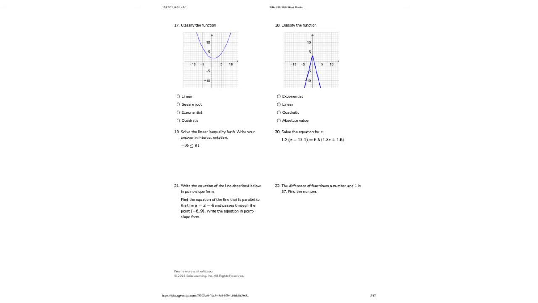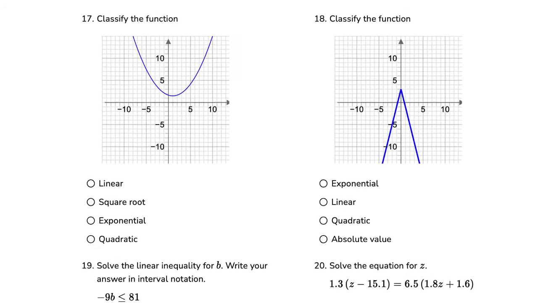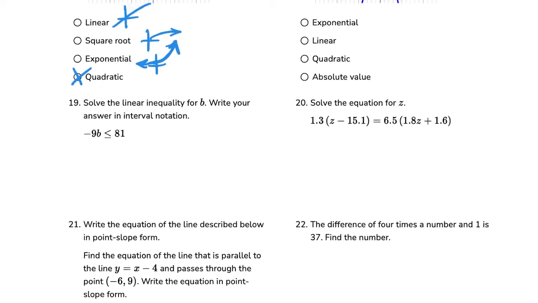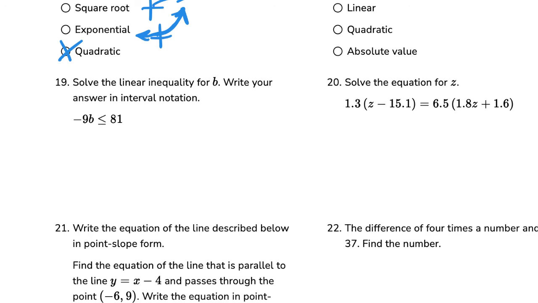All right, next page. Page 5. Classify the function. This is quadratic because it makes a parabola. Linears make lines. Square roots, they make parabolas, half a parabola on their side. Exponentials, they look like this. Get low on one end and high on the other. Parabolas are all quadratic.